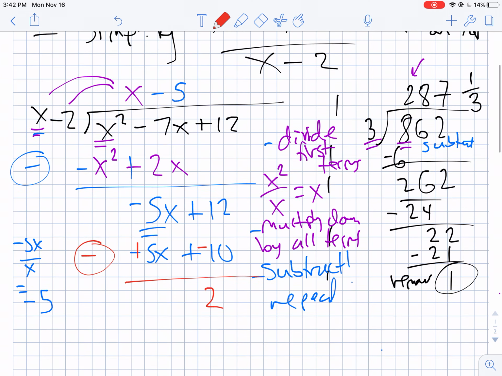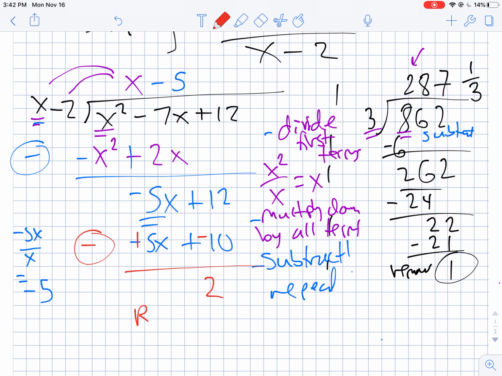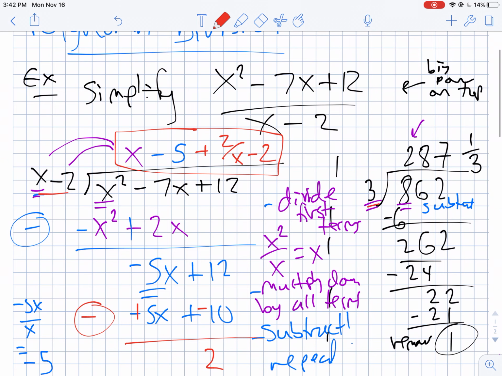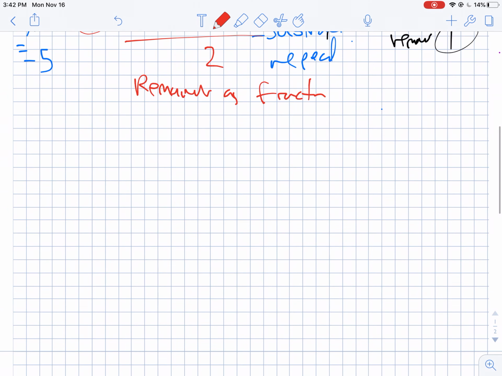Now this is my remainder, and one thing I want to remind you guys is to write the remainder as a fraction. So just like I wrote this one as a 1 over the 3 that we divided in, here I divided in the x minus 2, so my remainder is 2 over x minus 2. And that's my answer. So that's how you do polynomial long division for something like this. You divide the first terms, you multiply down, and you subtract. Okay, so a couple other just general things with polynomial long division, just some other practice here.